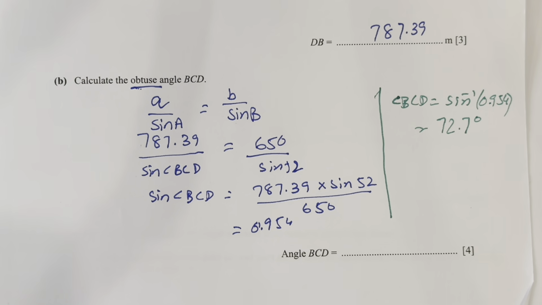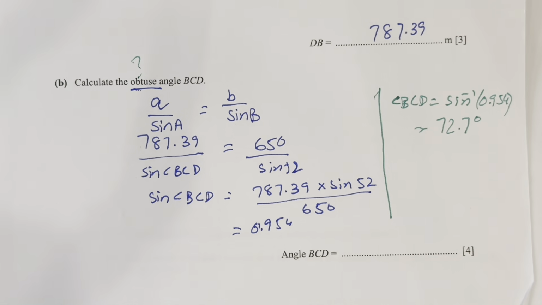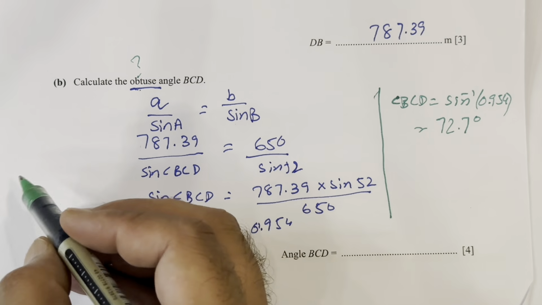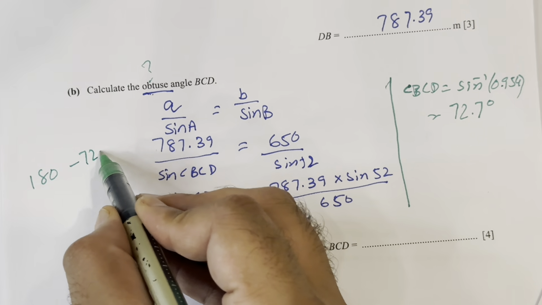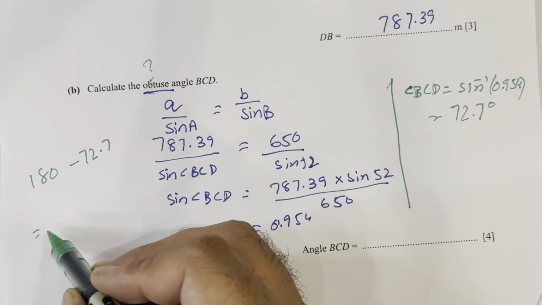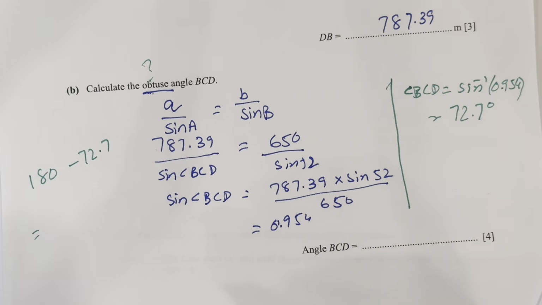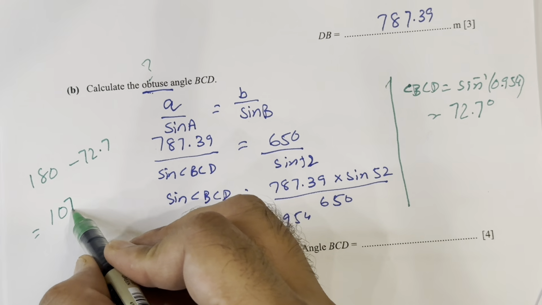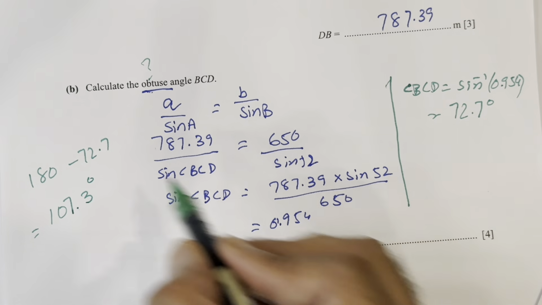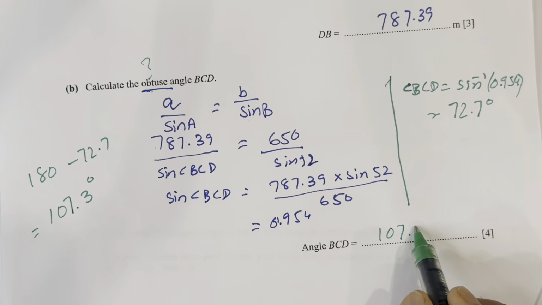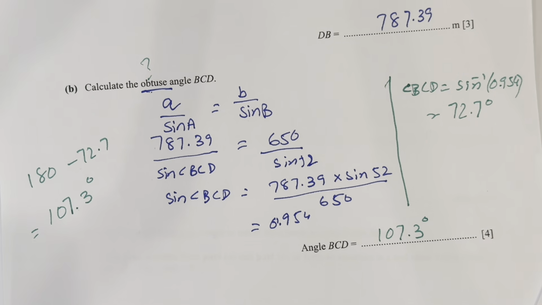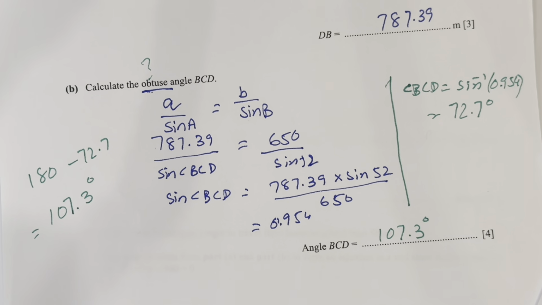But you can clearly see that this is an acute angle, and the question was demanding an obtuse angle. So how are we going to convert it into the obtuse angle? By simply subtracting it from 180. 180 minus 72.7, we're going to calculate, and the answer would be 107.3 degrees. So angle BCD for the obtuse value is 107.3 degrees.